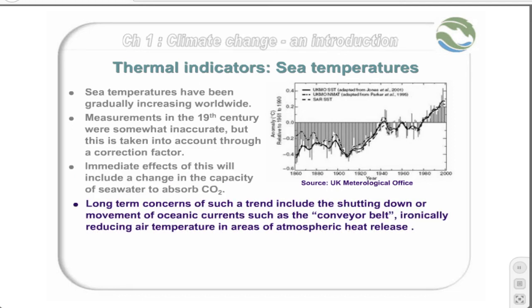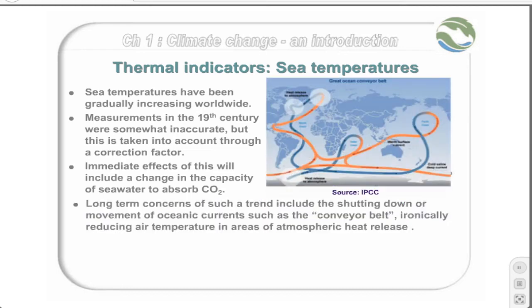Longer-term concerns of such a trend include the shutting down or movement of oceanic currents, such as the thermohaline conveyor belt, ironically reducing air temperature in polar areas which are currently warmed by the current. Places such as Britain, which is dependent on the Gulf Stream for its current climate, may drop in temperature by as much as 3 degrees, although this effect is very localized.